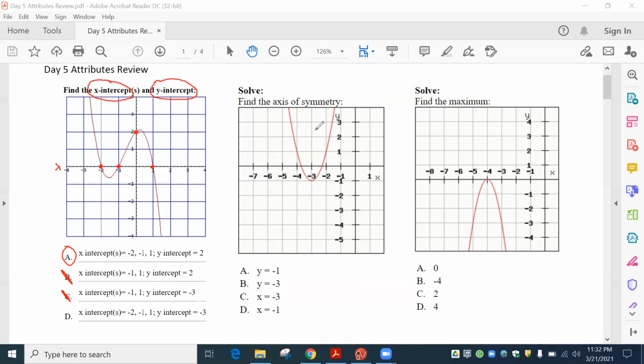All right, the answer to axis of symmetry is always x equals. So immediately we can get rid of these two. Symmetry is when you split something in half and the two sides look like each other. So we draw that line to split this in half and we hit -3. So the answer is C, -3.